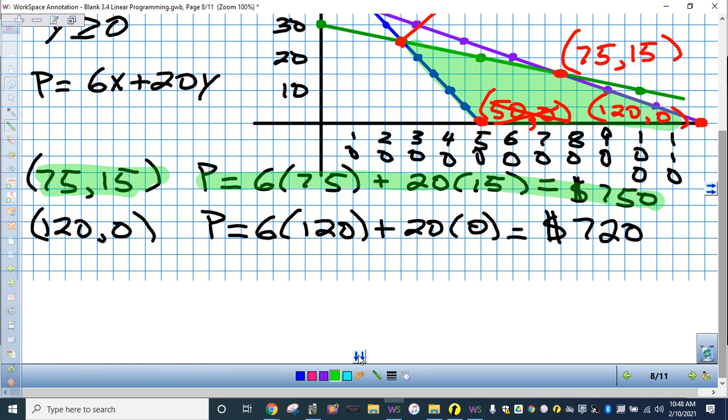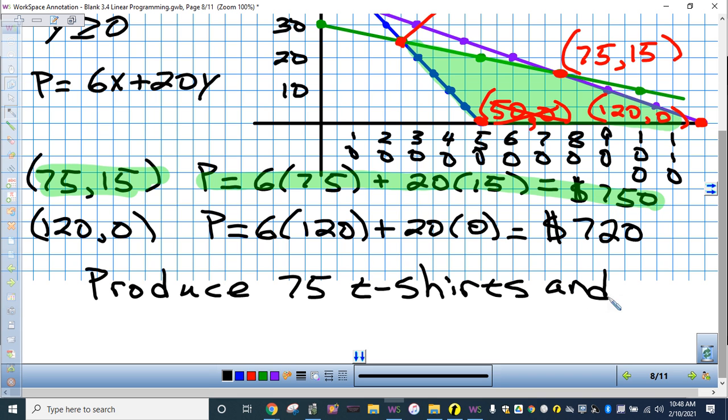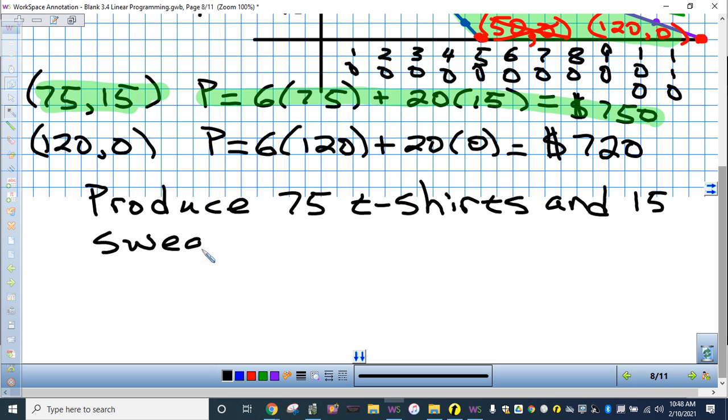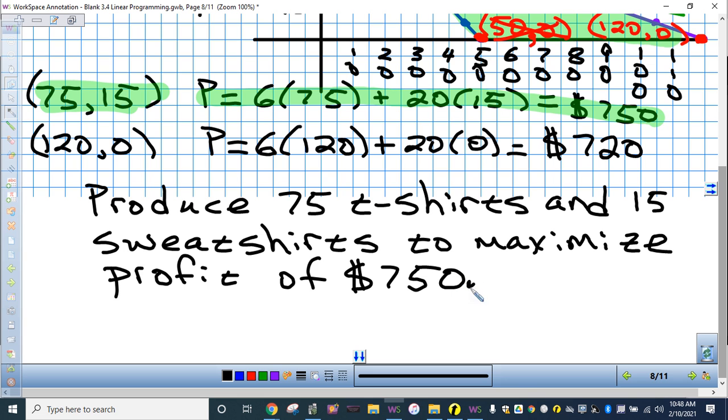We know, right, X is t-shirts, so we need to produce 75 t-shirts and 15 sweatshirts to maximize your profit of $750. That's good times right there. Whew.